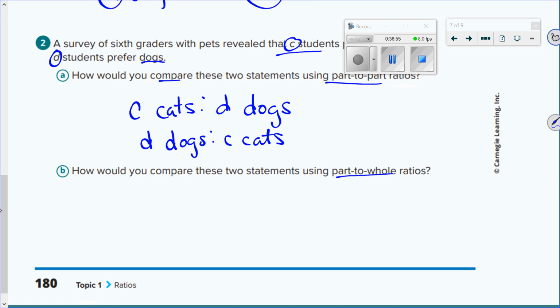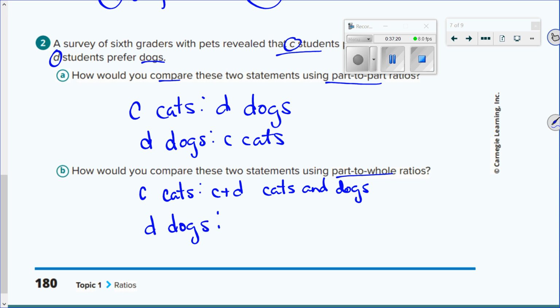Now, how do I make that a part to whole, though? You could do C, and then the two dots, and then like D plus C. Good. So C plus D for cats and dogs. Or I could have done D dogs to C plus D cats and dogs.